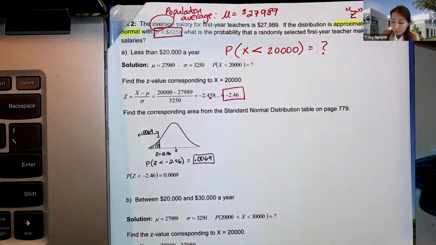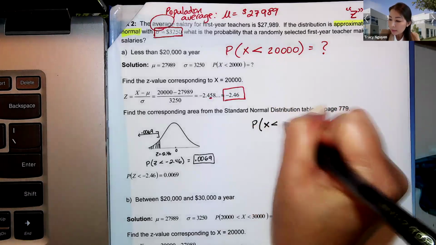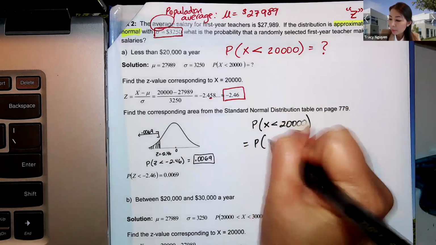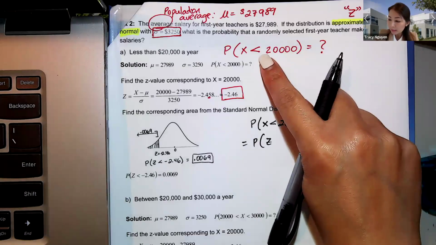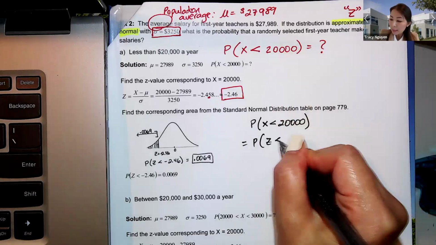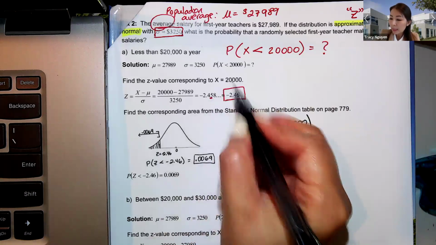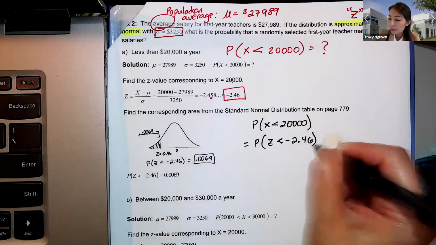So now, what does this mean? It means that we started out with our probability in terms of X is less than 20,000. We now can write our probability in terms of Z. And because we have less than in terms of X, then in Z, we also use less than, for X equal to 20,000 corresponding to Z of negative 2.46.